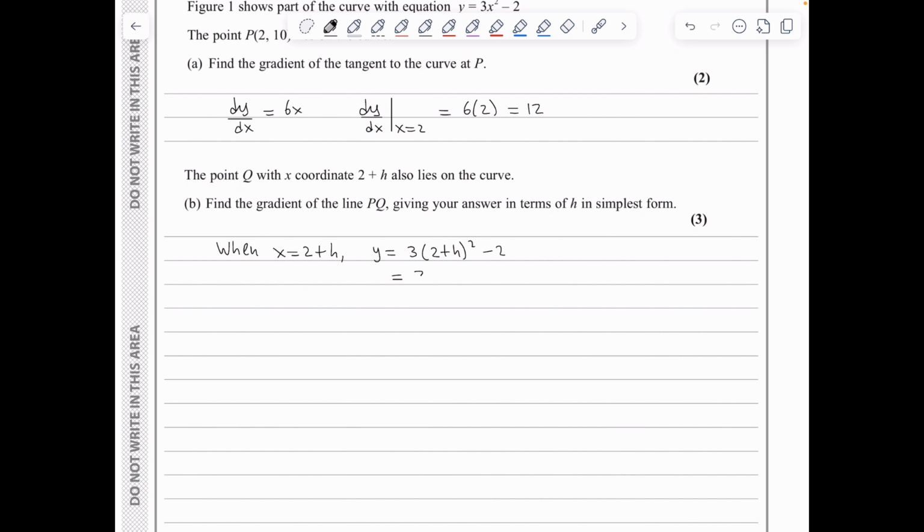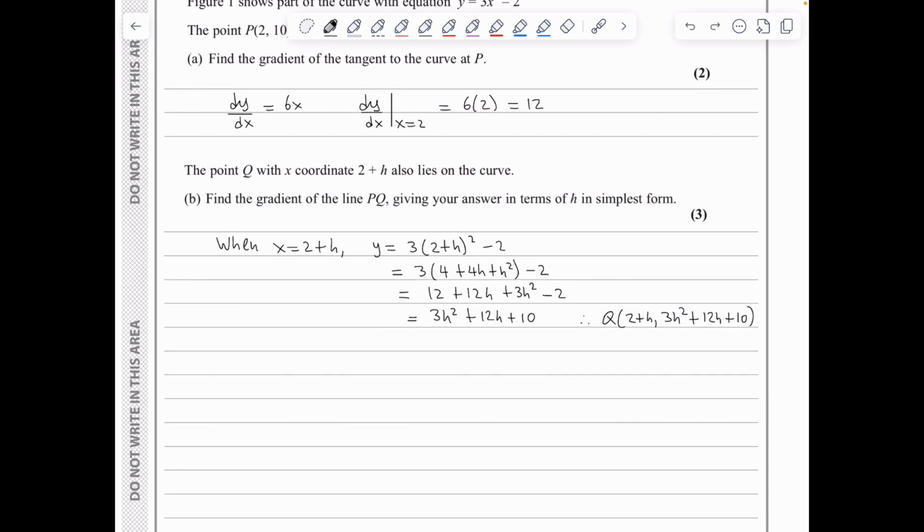I will proceed in expanding. It's 3 times 4 plus 4h plus h squared minus 2. And this gives me 12 plus 12h plus 3h squared minus 2, which simplifies to 3h squared plus 12h plus 10. And therefore we conclude that the point Q has coordinates 2 plus h, 3h squared plus 12h plus 10. Now the gradient of PQ is given by y2 minus y1 over x2 minus x1.